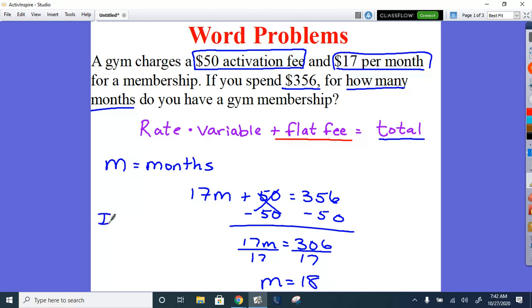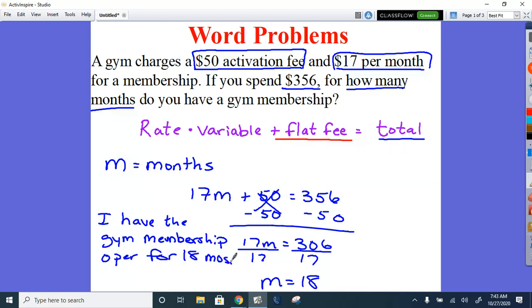We're going to write a full sentence. Because we're talking about you, I have the gym membership open for 18 months. I'm going to abbreviate months right there. And that is your solution. You want to always answer these questions in full sentences.